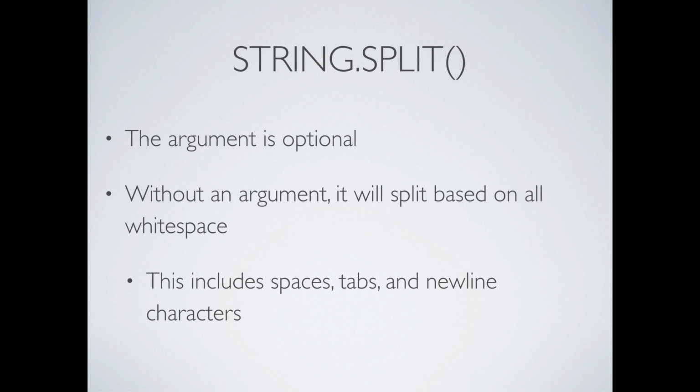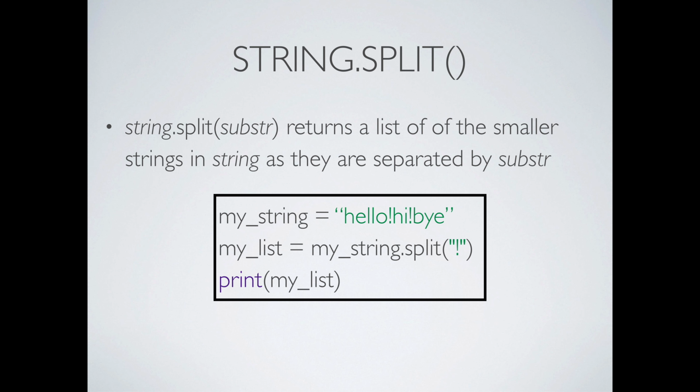An interesting thing about string.split is the argument is actually optional. The argument where you say, split it up by this string, is optional. If you don't give it an argument, it will split based on all the white space, meaning spaces, tabs, new line characters, any white space. For the most part, you probably will give it a specific argument though, like we did in this previous example. The argument here is that exclamation point string.